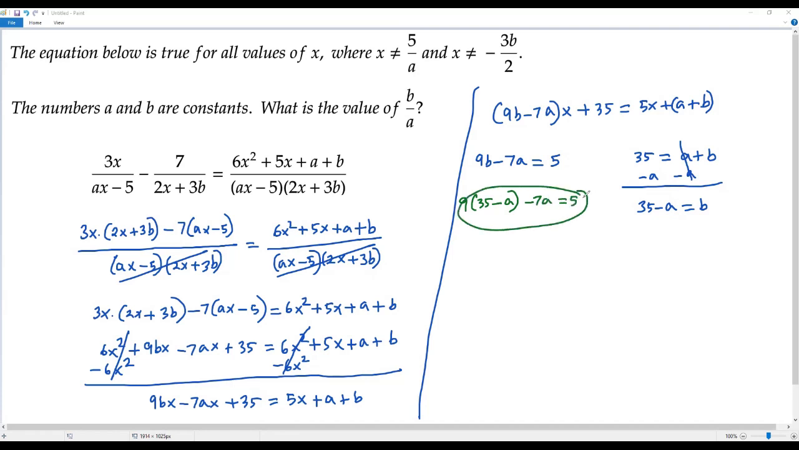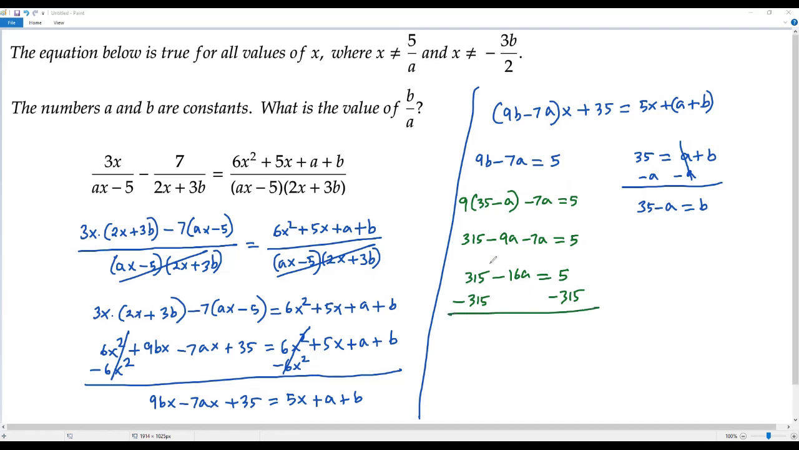Now let's solve for a in this equation. Let's distribute this 9 to 35. 9 times 35 is 315. 9 times negative a is negative 9a. Negative 7a equals 5. When I combine these two terms, I am getting negative 16a plus 315 equals 5. Let me subtract 315 from both sides of this equation. Then the positive value, negative value will cancel out. I am getting negative 16a equals negative 310 on the right side.